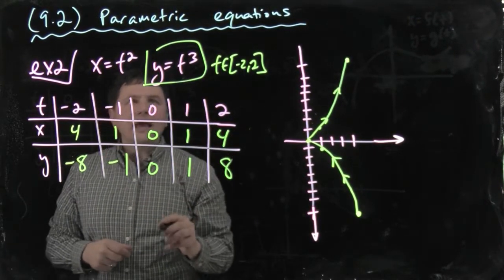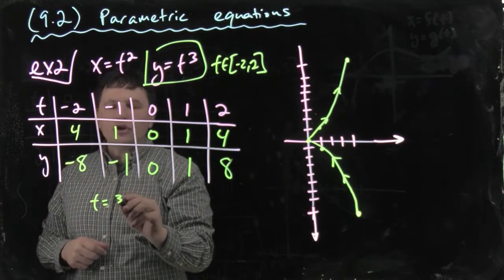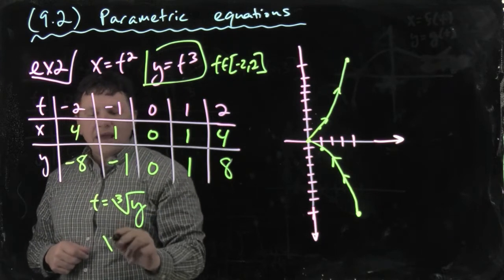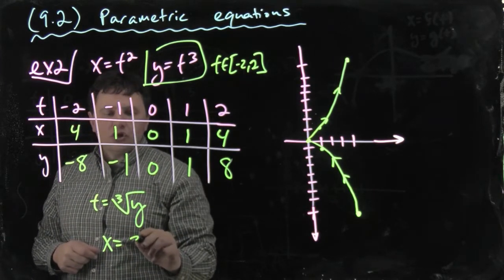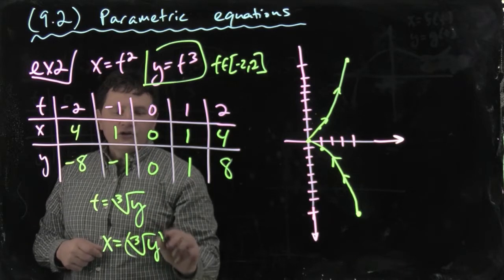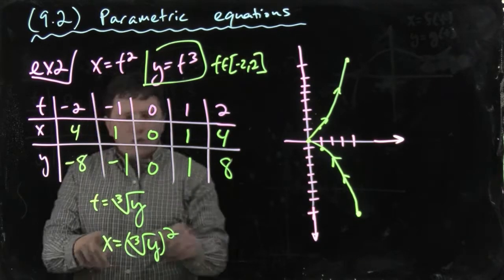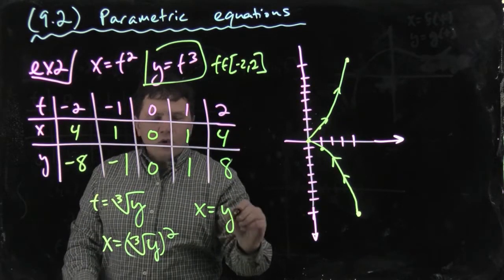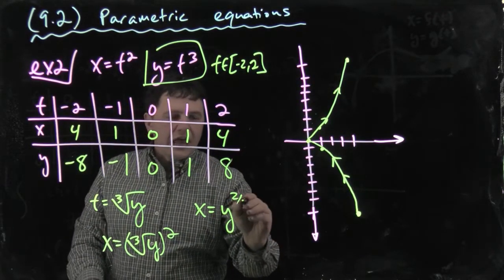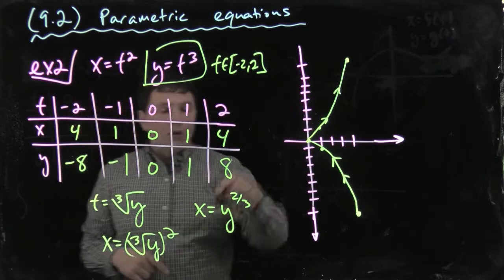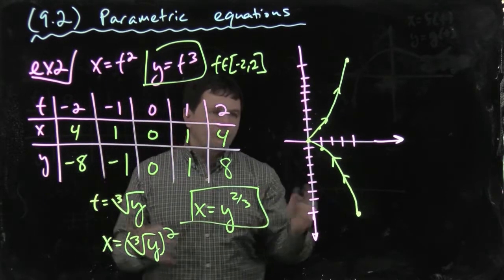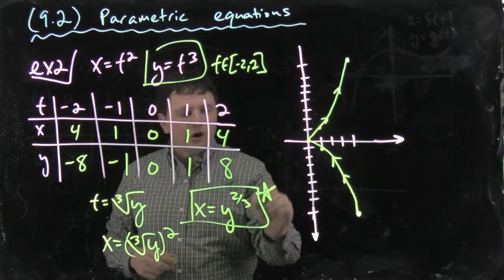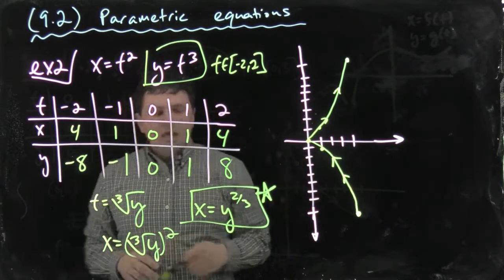Okay, so what we get is t is equal to the cube root of y, all right? So then x is equal to the cube root of y squared. You can express it like that, or realize that this is a fractional exponent. x is equal to y to the 2/3. And once again, this is a function of y, it's not a function of x, right? It passes a horizontal line test, it does not pass a vertical line test. So this would be our normal equation, okay?